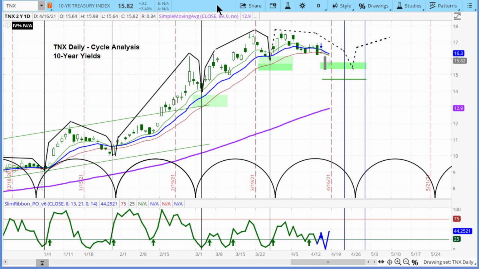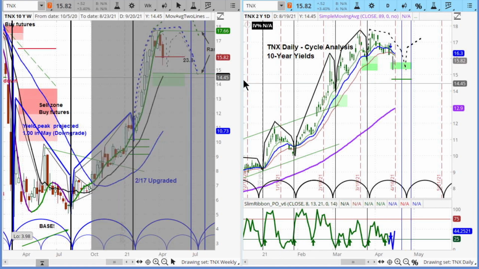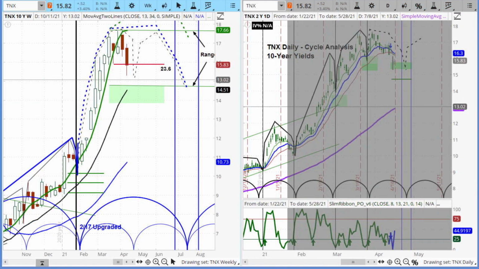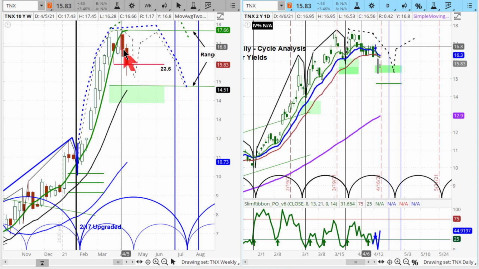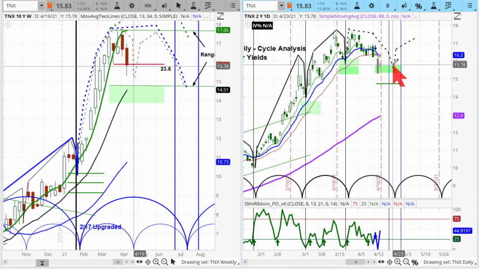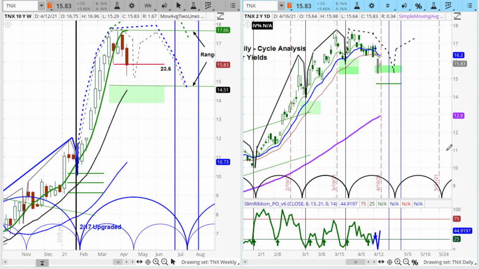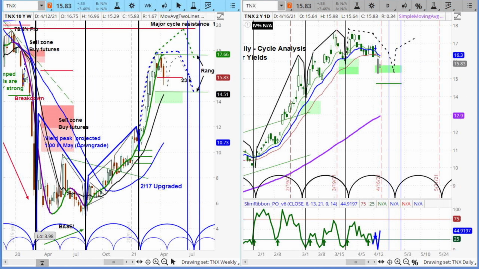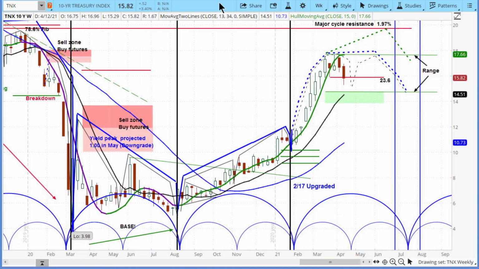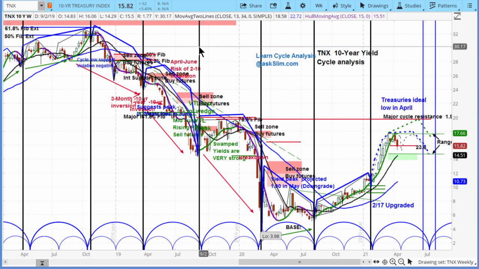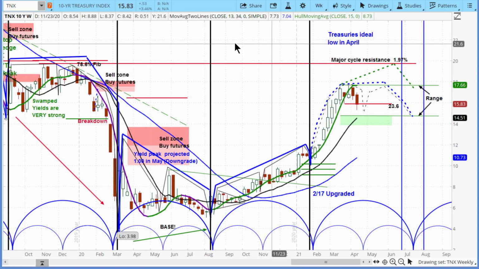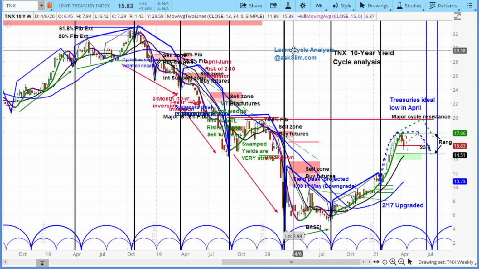So if I put up the side by side right in here, you can see that we are in the corrective phase right in here and right in here, and likely to be with yields moving up again. This is just a technical condition that you see in here, and I want you to see that these cyclical patterns are just absolutely phenomenal. And what I want you to do, if you want to learn more about this, is go to askSlim.com. I'm trying to get this visible to you.